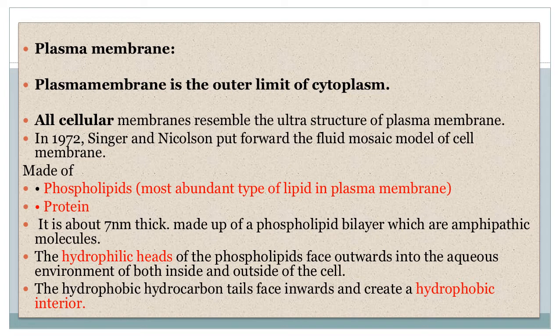The plasma membrane, we'll talk about that in detail. So it is the outer layer of the cytoplasm, and all cellular membranes resemble the ultrastructure of the plasma membrane. So Singer and Nicolson put forward the fluid mosaic model of the cell membrane, which we are also following. Now this plasma membrane is made up of phospholipids, which are the most abundant type of lipids in the plasma membrane, and protein. It's about 7 nm thick and made up of a phospholipid bilayer, which are amphipathic.